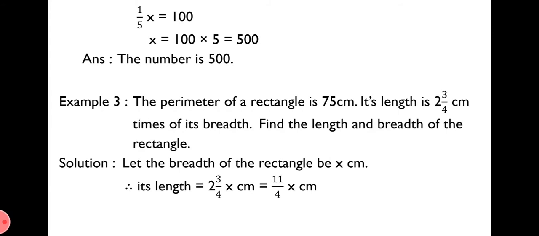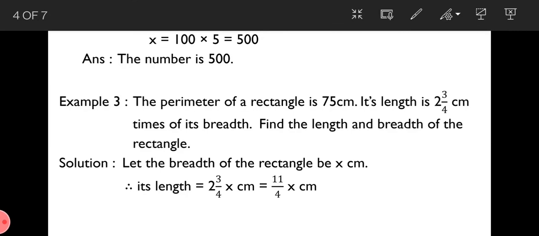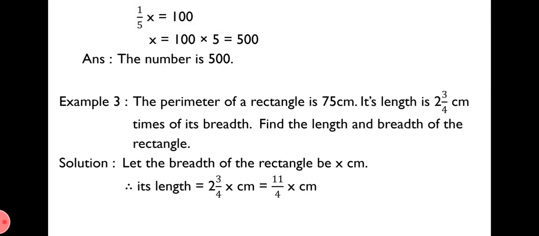Now we convert the mixed number into a fraction, so we get 4 twos are 8 plus 3, that is 11 upon 4 x centimeters. So the breadth is x centimeters and the length is 11 upon 4 x centimeters. Also the perimeter of the rectangle is given as 75 centimeters.